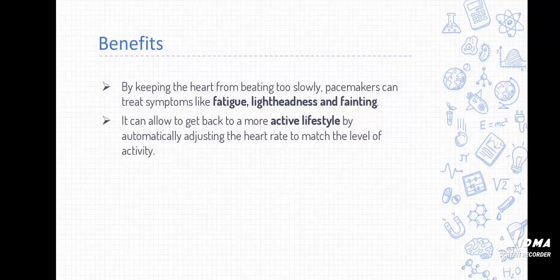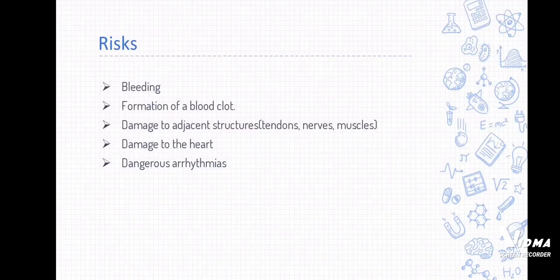Then the benefits: by keeping the heart from beating too slow or too fast, a pacemaker can treat symptoms like fatigue, lightheadedness, fainting, palpitations, and so on. It can allow you to get back to a more active lifestyle by automatically adjusting the heart rate to match the level of activity.